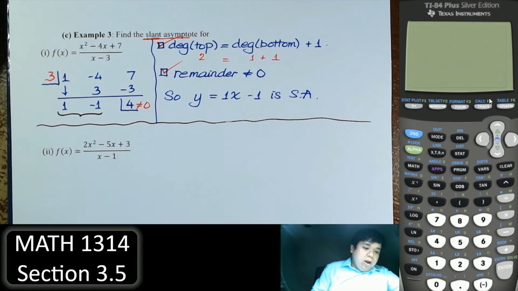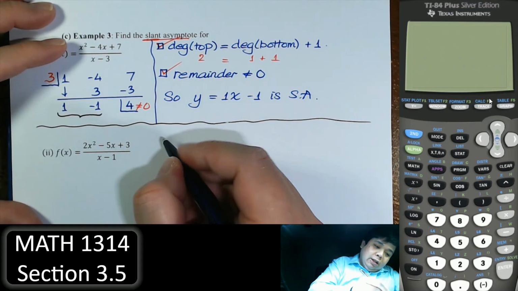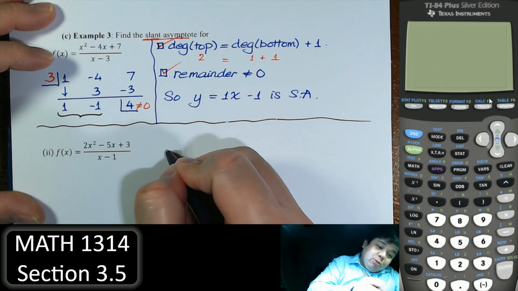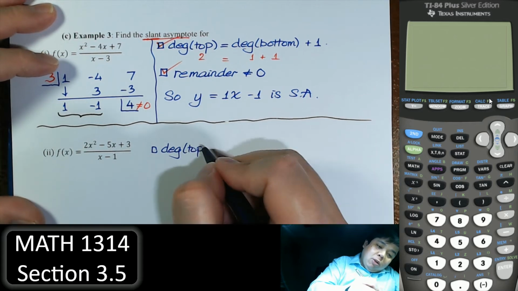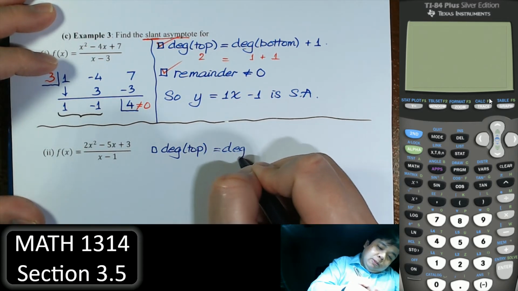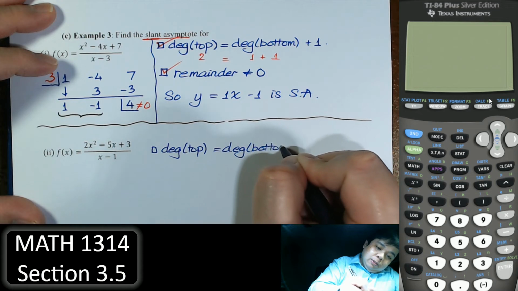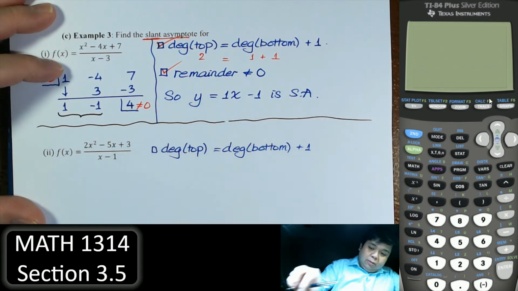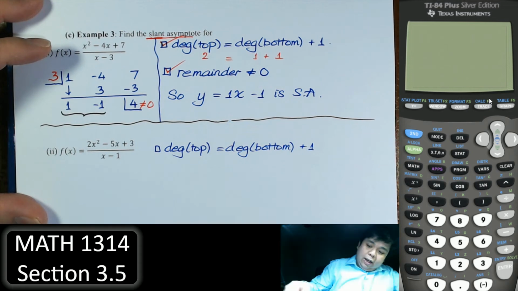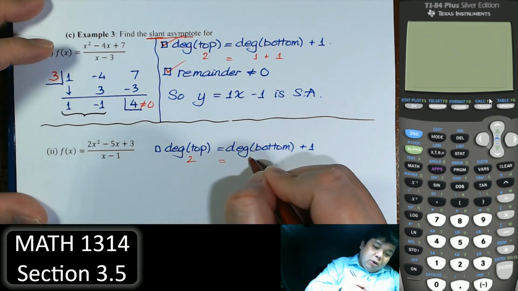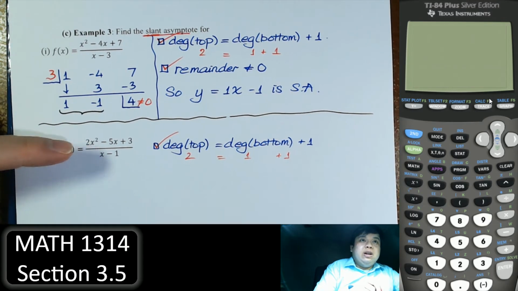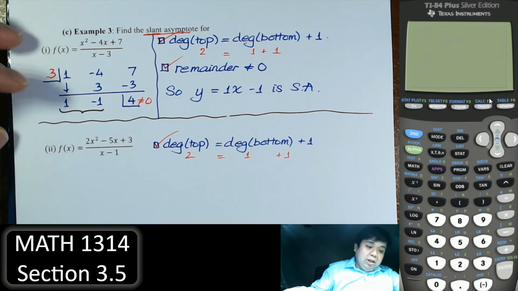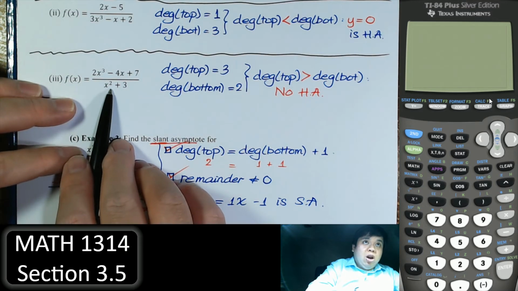Right, 2x squared minus 5x plus 3. Once again we find the slant asymptote, so we check the degree. Is degree on top 1 more than the bottom? The degree on top is 2, degree on bottom is 1. By the way, I choose the denominator to be just binomial, so it's easy to divide them. If it is like this, we have to use the long division.